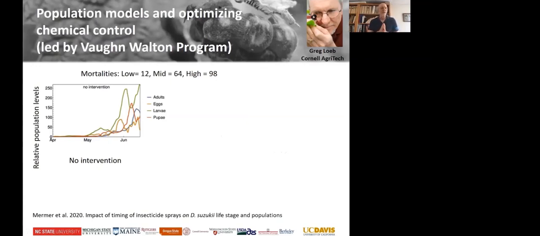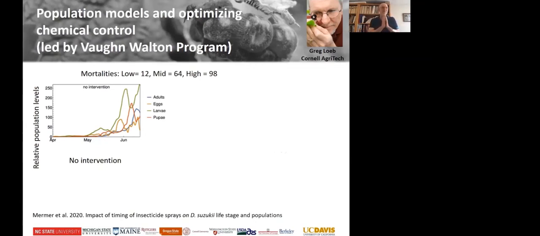doing at Oregon that other people have also been helping him test. He's developed a population model and several models to explain the population growth of spotted wing Drosophila, and then has used that to test management options. And in this case, he's testing what's the best timing for using your most efficacious versus your least efficacious materials.